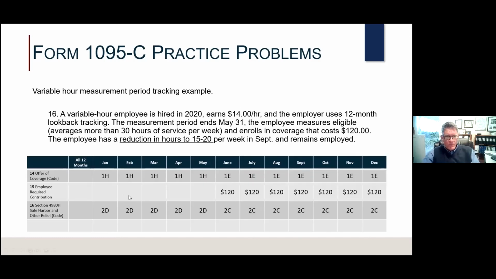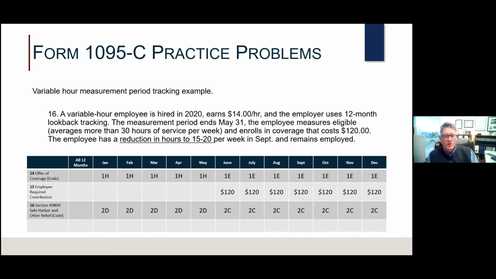So note here that the 2Ds extend way beyond what you would normally see for a 60-day waiting period, but that's because this 2D signifies that this employee is still in their measurement period. So this is all accurate, but now their condition changes as of June. They are now an eligible employee. They get their offer of coverage. It's 120. They enroll. This is a correct form for this circumstance, even though the employee's hours have now reduced to part-time, and that's because of the way variable hour employment works.